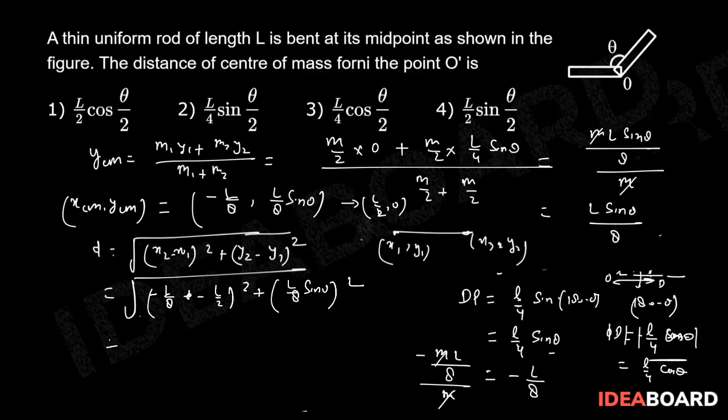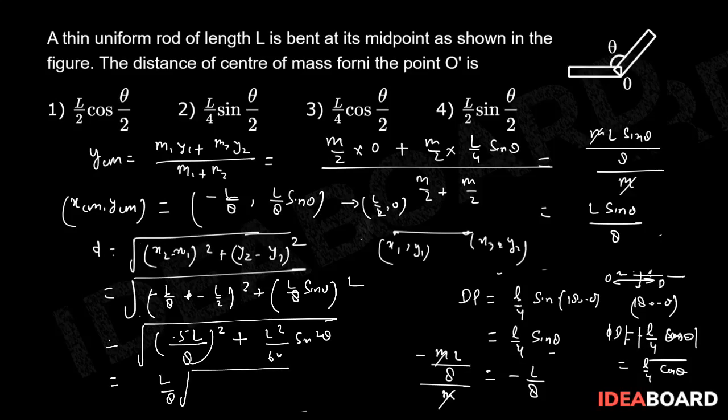So now if you solve it, what do you get? You will be getting L plus 4L, so 5L, so 5L squared plus L squared by 64 sin squared theta. So I believe there will not be any option which will match. So L by 8 will be outside, and this will become 25 plus sin squared theta. So I don't think we will be getting any of the options, okay.